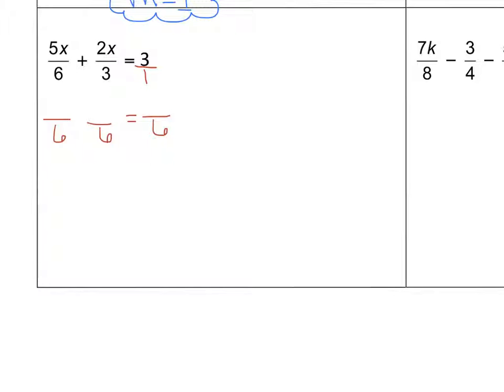So the 5x over 6 already has a denominator of 6, so I just multiply that one by 1. This one has a denominator of 2, so we would multiply the top and bottom by 2, and that would give us 4x. This one I'd times by 6 to get to 6, so I'd have to take 3 times 6 to get 18. So now I see that I have all 6's in my denominators, and like we saw with our first example with the 8's, that means I'm only going to work with my numerators.